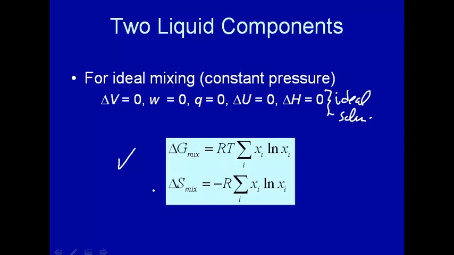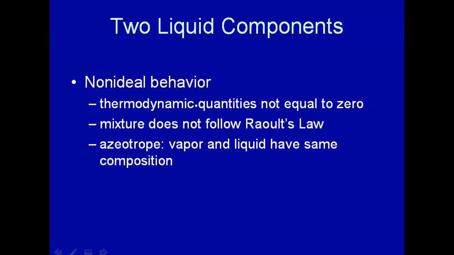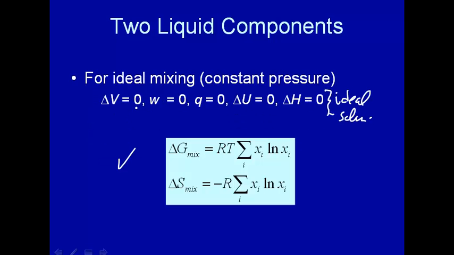You have ideal mixing. You'll just have these two expressions for delta G and delta S, constant temperature and pressure here, and everything else is zero when you're mixing them because there's no interaction between anything. Now let's look at non-ideal behavior. Well, non-ideal behavior means that these things won't hold.